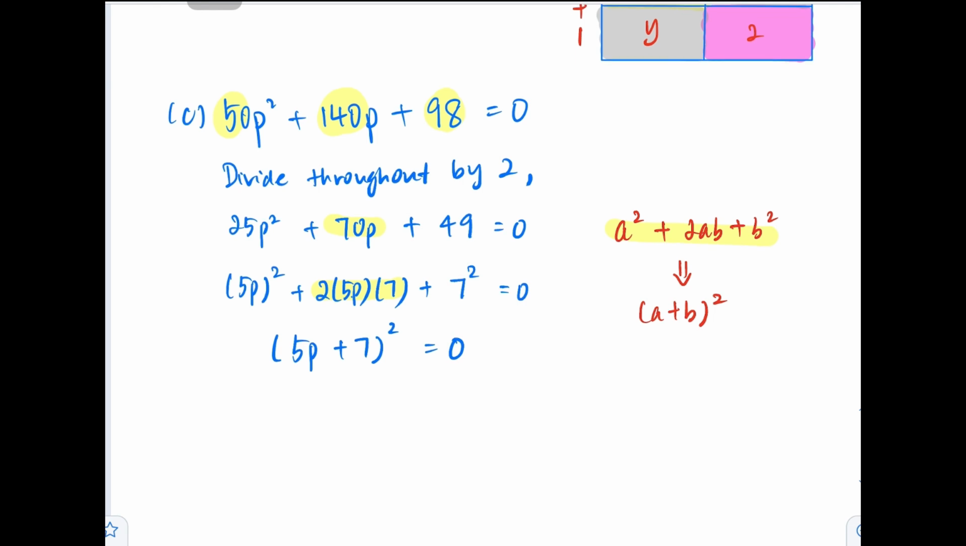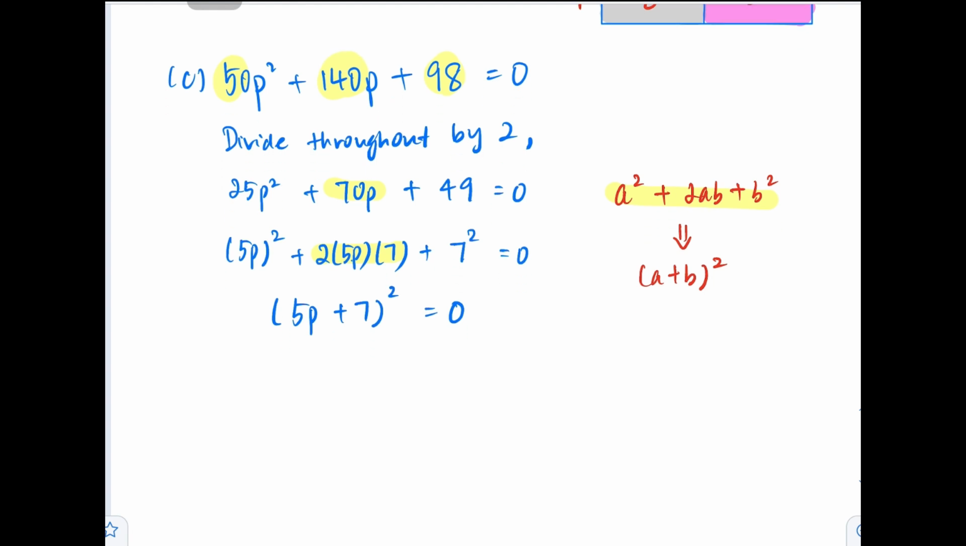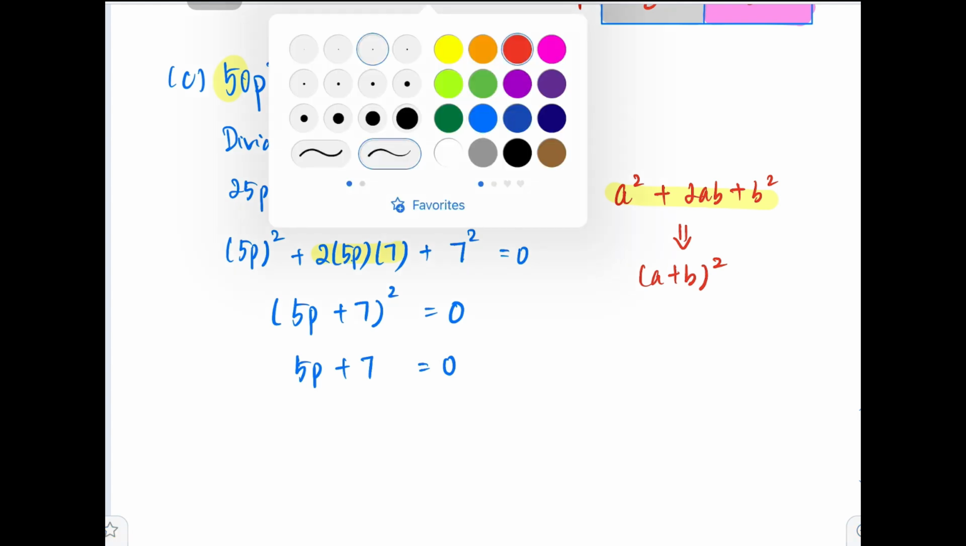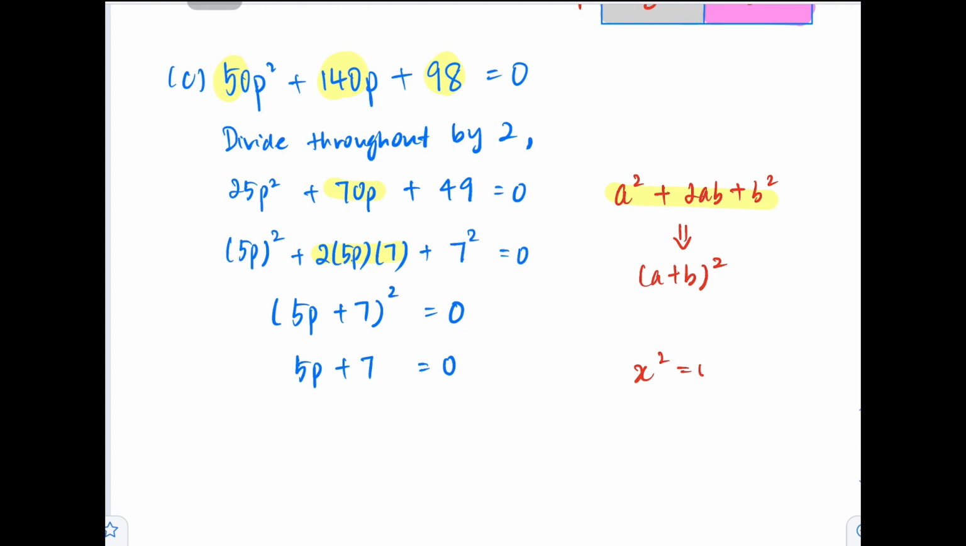So if I have a plus b bracket squared equals to 0, this means that a is equal to 0, I mean the 5p plus 7 is equal to 0, right? So let's think about it in this manner. If x squared is 0, obviously x has to be 0. So it's using the same idea. If 5p plus 7 bracket squared equals to 0, 5p plus 7 must be equal to 0.